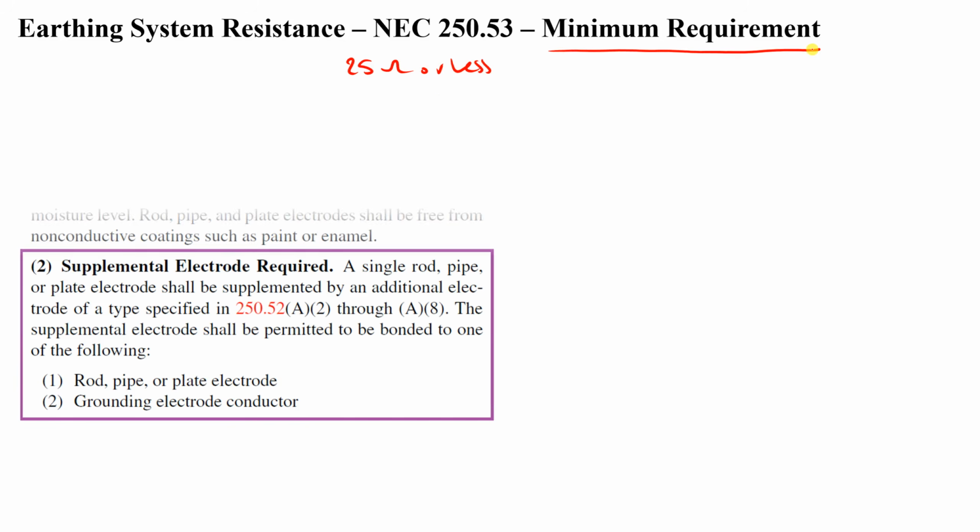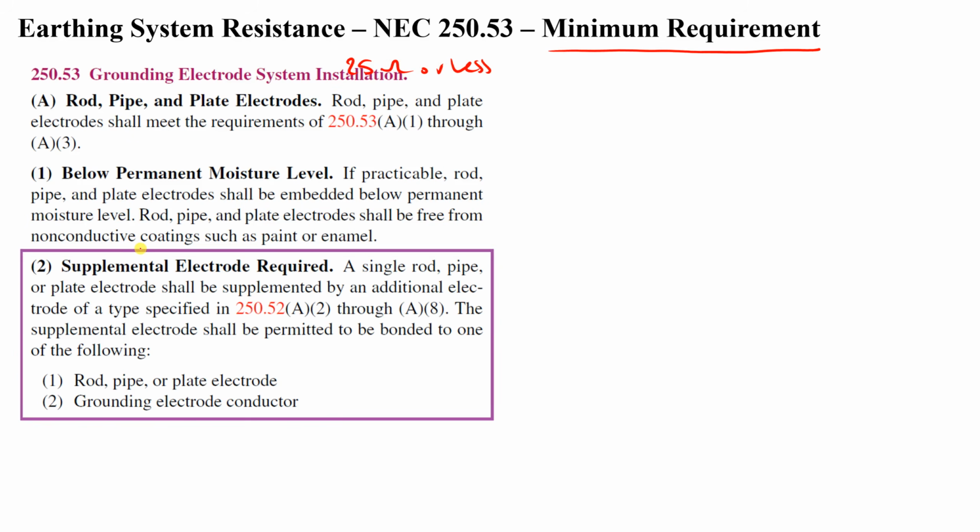Now, the National Electrical Code, NEC, tells you the minimum requirement for an earthing system resistance. So this is different from the previous values. This one tells you that in order to have an earthing electrode system, or a grounding system, the minimum requirement is achieving 25 ohms or less. This is just the minimum, not the recommended value.